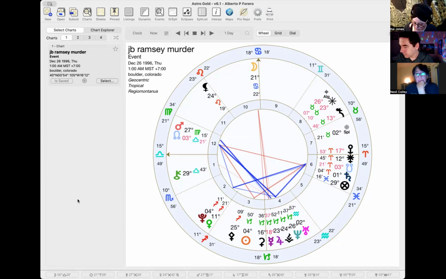I mean, look at that moon on the midheaven right there. Well, let's start with the domicile. What's in domicile? The moon. Okay, exactly. Anything else in domicile? I don't think so. Okay. Any mutual receptions?